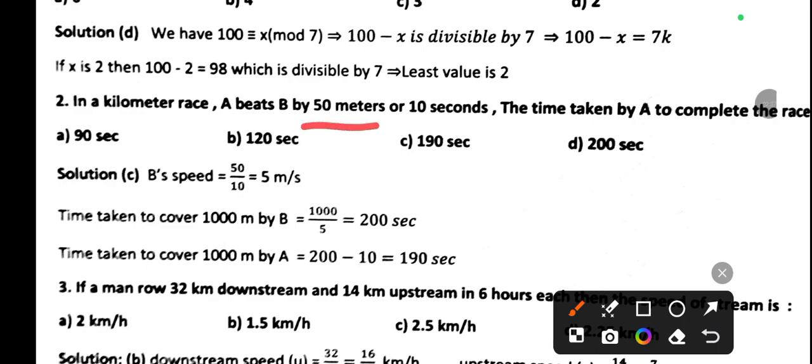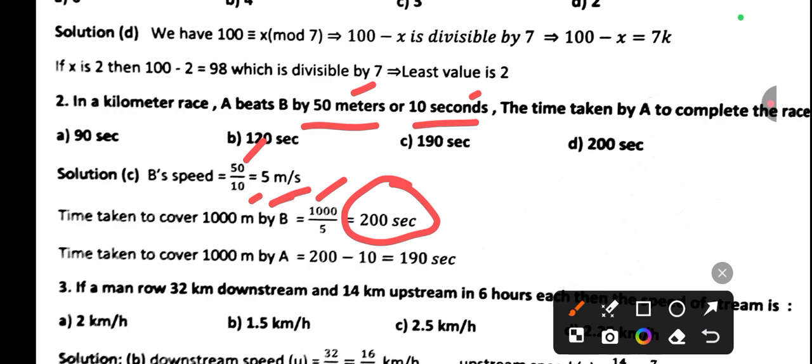In the first video you may check: in a kilometer race, 1000 meters, A beats B by 50 meters or 10 seconds. Do you remember, children? The same thing we have done, I think with 100 meters or 2 seconds. So 50 by 10 gives B's speed: distance 50 and time 10, so 5 meters per second. Time taken by B is 1000 divided by 5, which is 200 seconds, children.